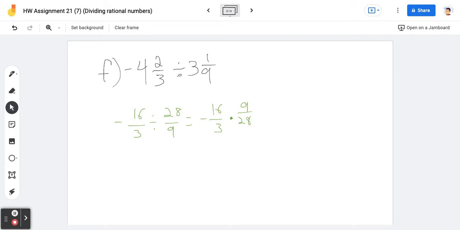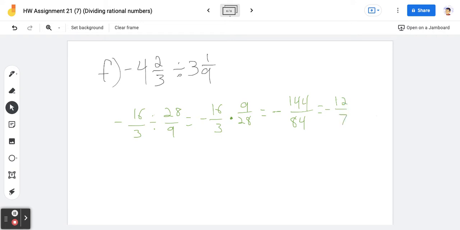Break out my calculator for this one. 16 times 9 is 144. So that's going to be a negative 144 divided by 3 times 28, which is 84. And I believe they both have common factors of 12. And they do, which gives negative 12 sevenths.